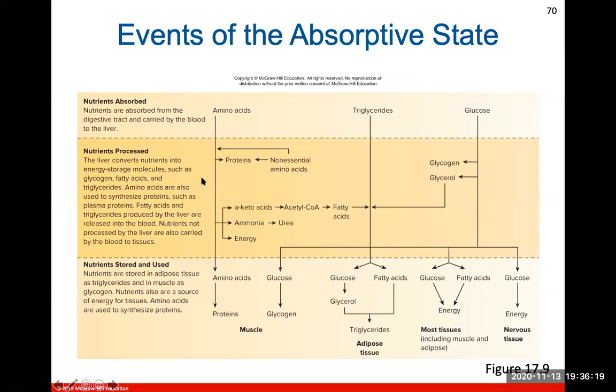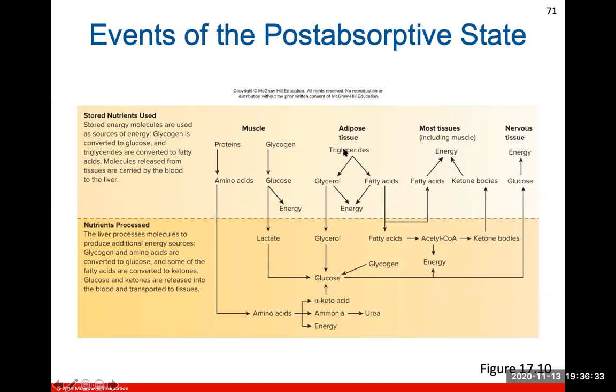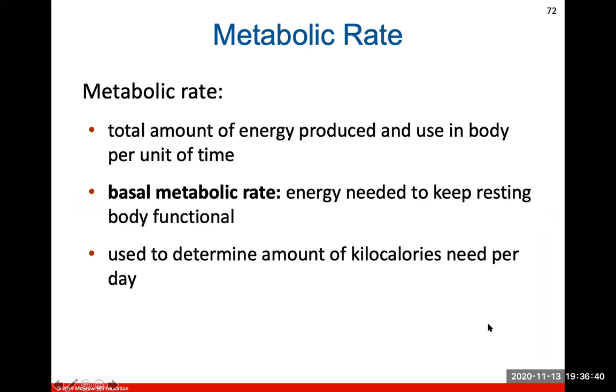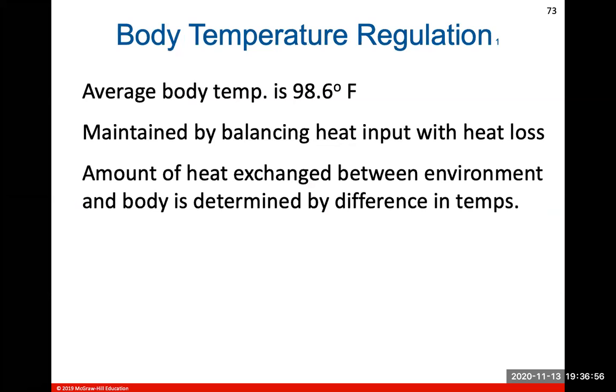So this just takes us through where nutrients will be absorbed, processed, and then stored and used, whether it's in muscle, adipose tissue, other tissues, or nervous tissue. Events of the postabsorptive state: you can see stored nutrients used, and then where the nutrients will be processed as well. Metabolic rate is the total amount of energy produced and used in the body per unit of time. And the basal metabolic rate is the energy needed to keep the resting body functional. And this is used to determine the amount of your specific kilocalories needed per day.